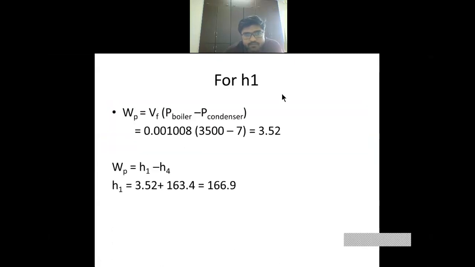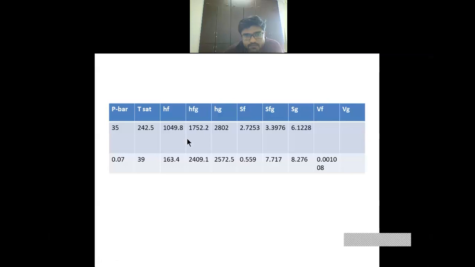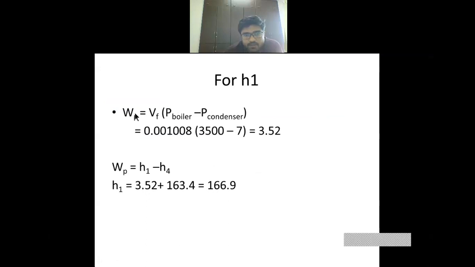Here we can see what we did. We have written all the formulas. P boiler minus P condenser. So P boiler is basically 35 bar and this is 0.07 bar. But here you have to write in kilopascal. That's why this is the value. And this is the 0.07. In place of that, we have written 7. Clear? And from where you got this VF? VF you have to take from the condenser pressure. So here you can see we have taken it from the condenser pressure. Clear?